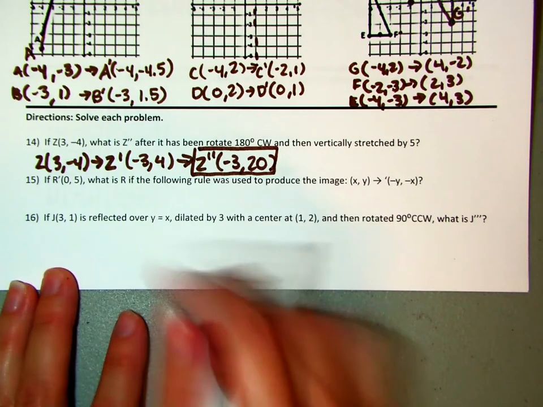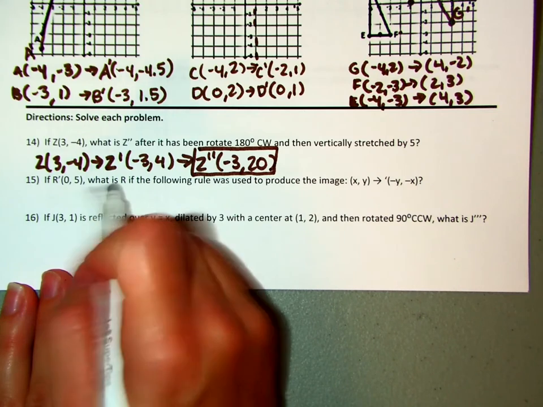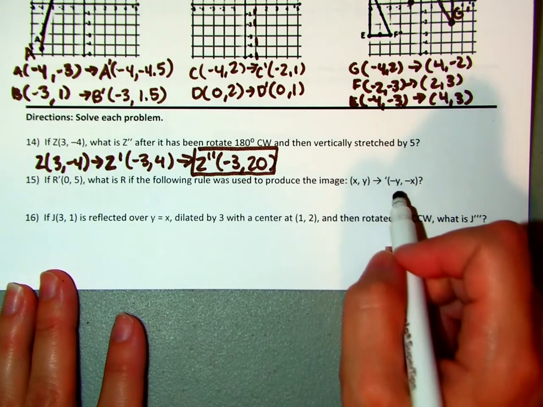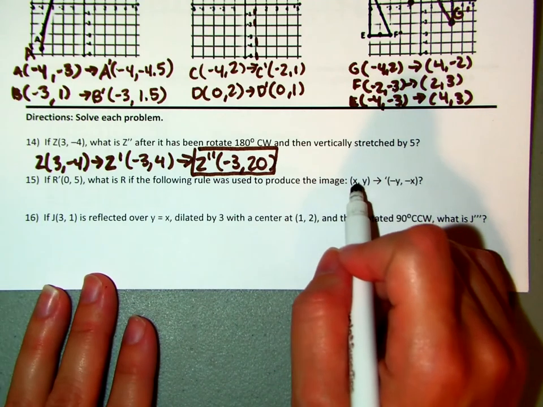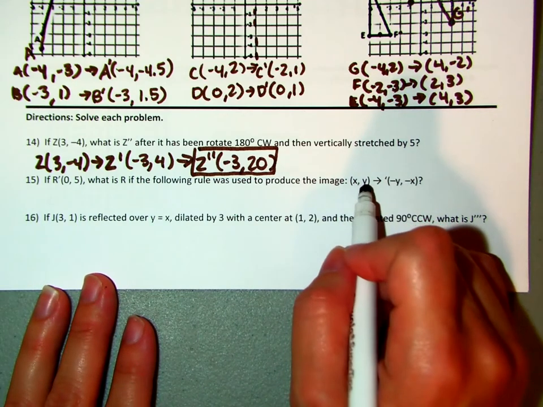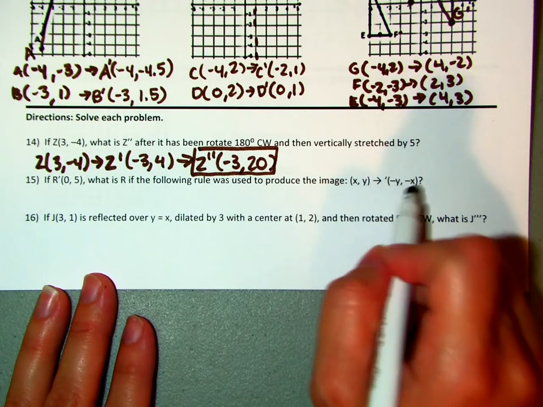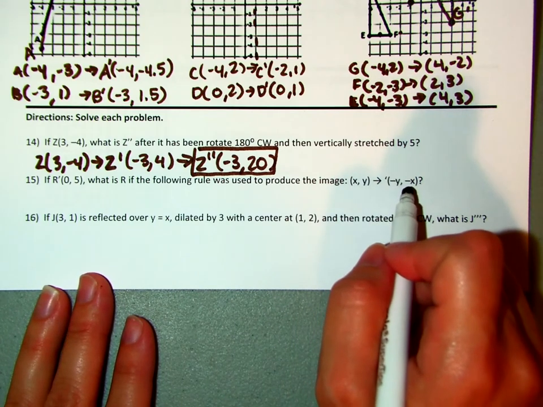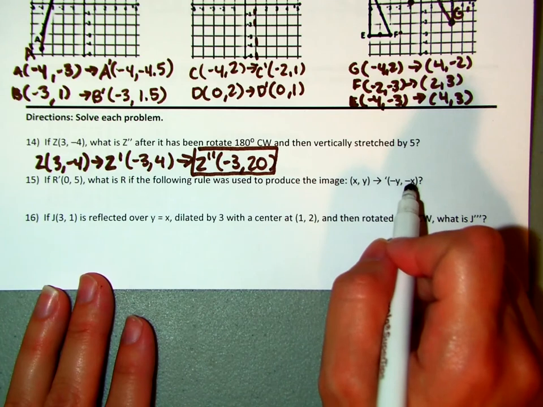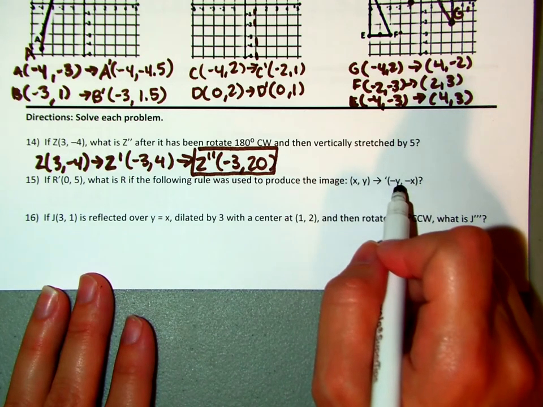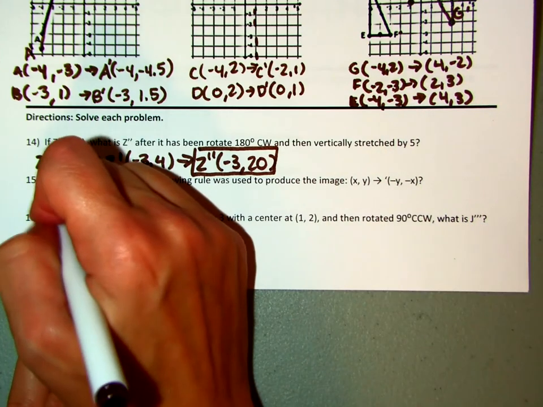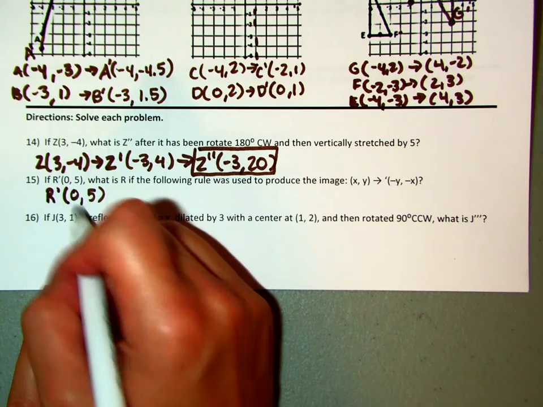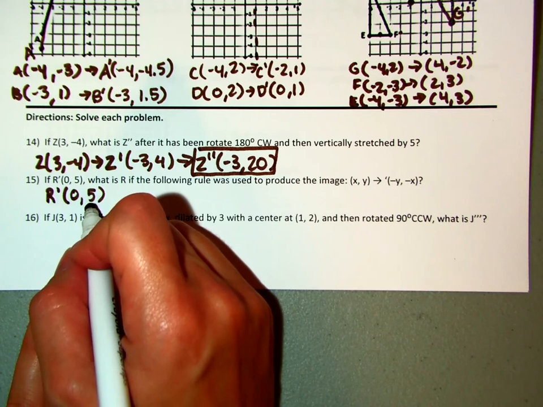On number 15, it says if r prime is (0, 5), then we're trying to find r if we're using the following rule. Well, let's look carefully. What happened here in this rule is we started with x and y, and then we flipped positions and we negated. That means we reflected it over the line y equals -x. So to put it back, we just need to do the opposite of both x and y and flip them back. So if you take your r prime, we're going to do the opposite of both 0 and 5, so that's still going to be 0, but the other one's going to be -5.